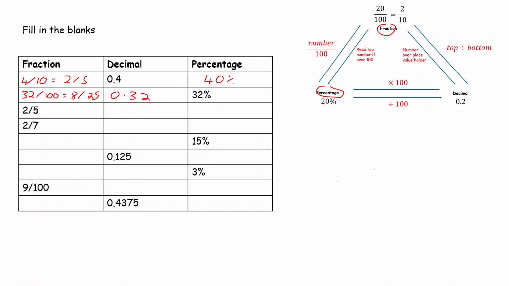Well, this isn't over 100 currently, but we can easily get it to be 100 by timesing through the fraction, in this case by 20, because 5 times 20 is going to give you 100. So 2 times 20 is equal to 40, and 5 times 20 is equal to 100. So it's going to be 40 over 100, and anything over 100, you can just read the top number as your percentage. So it's going to be 40%.